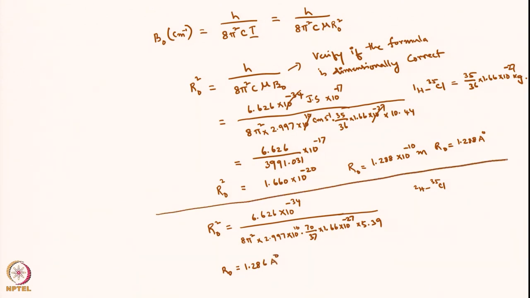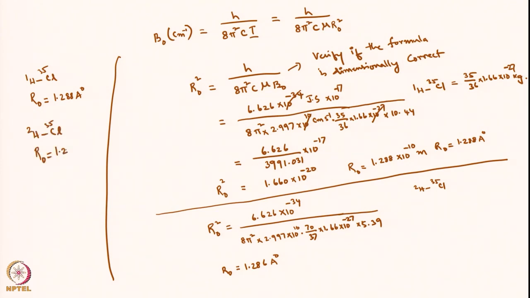Okay. So, what I get is the following. For 1H Cl35, that is HCl with 35 isotope, your R naught will be equal to 1.288 angstrom, and for 2H Cl35, that is DCl, R naught is equal to 1.286 angstrom. Okay. So, minute changes in the isotopes do affect the lengths. Here the change is in the third decimal, so you should have that kind of calibration that will allow you to differentiate the bond lengths at the third decimal. And mind you, rotational spectroscopy is the only spectroscopic technique by which one can measure bond lengths.